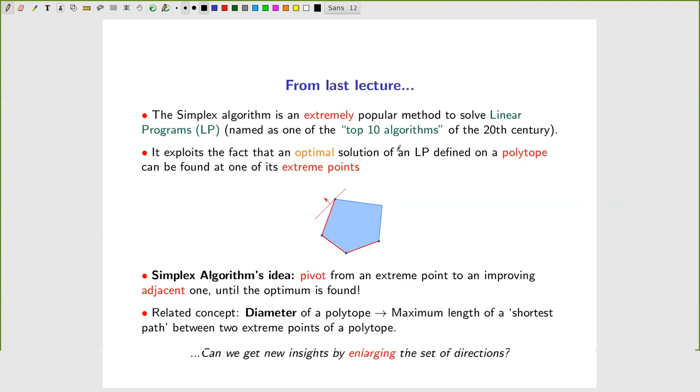And of course, when something is difficult, you might try to relax the condition a little bit in the hope of getting some insight into the problem that you're studying. So one way to relax some conditions of the simplex algorithm is: what if we allow some more directions to take in each step? There were a few questions yesterday about this. So can we get new insight by possibly enlarging the set of directions? In the literature, there are many ways in which this could be done, but I would like to focus in this talk on one possible way.